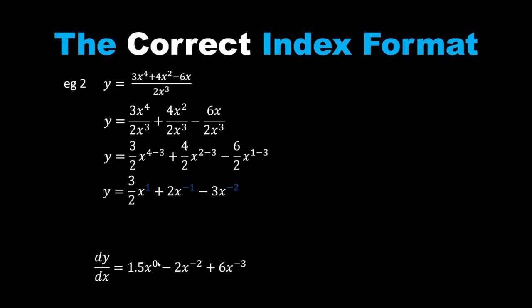simplified. You should note that x to the power of 0 gives a value of 1. So this would be 1.5 times 1, with no x variable at all. And you should know that negative indices represent fractions. So this is actually negative 2 times 1 over x squared. So this simplifies to become 1.5 minus 2 over x squared plus 6 over x cubed.